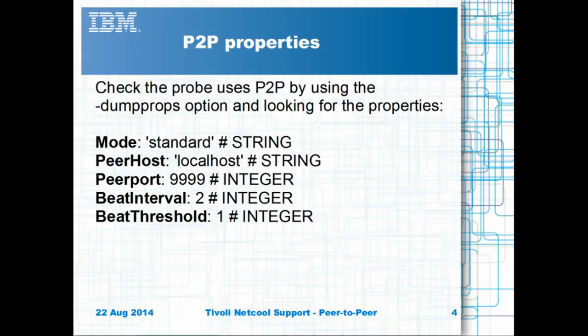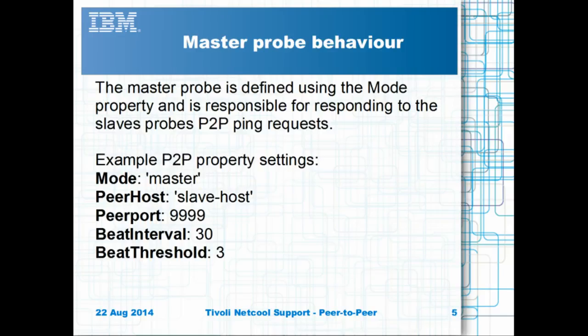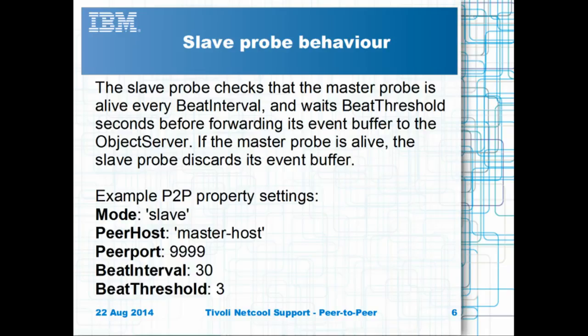The beat interval should be set to a suitable value related to how quickly the probes are required to respond to the probe failure. The beat threshold relates to how much time in seconds the probes should allow for a response from a peer-to-peer ping. In this example, the master probe pings the slave probe every 30 seconds and allows 3 seconds for a response. The beat interval and beat threshold must be set to the same value on the master and slave probes.